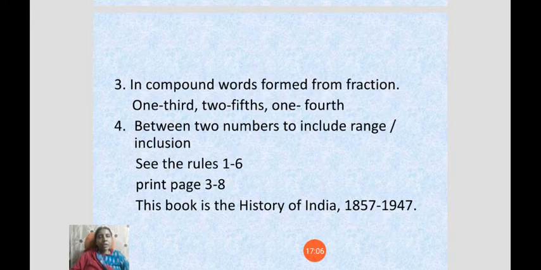1857-1947. That means the history from 1857 to 1947. Okay, so here the hyphen denotes from and to, from 1857 to 1947. So in this way we are using a hyphen.